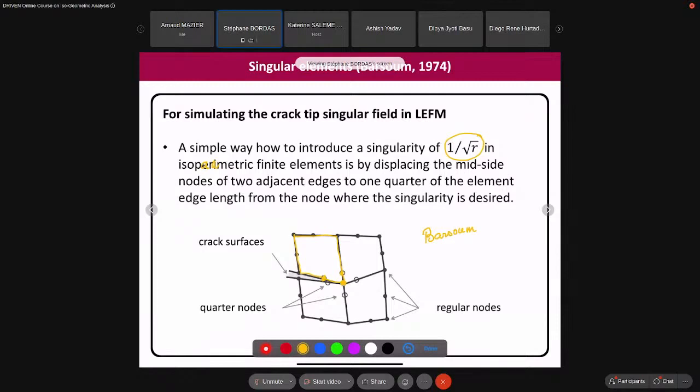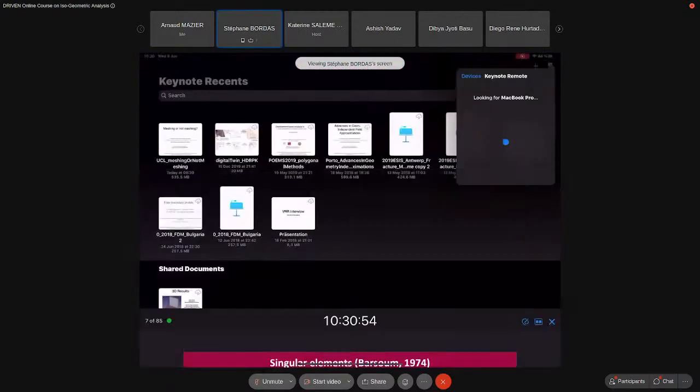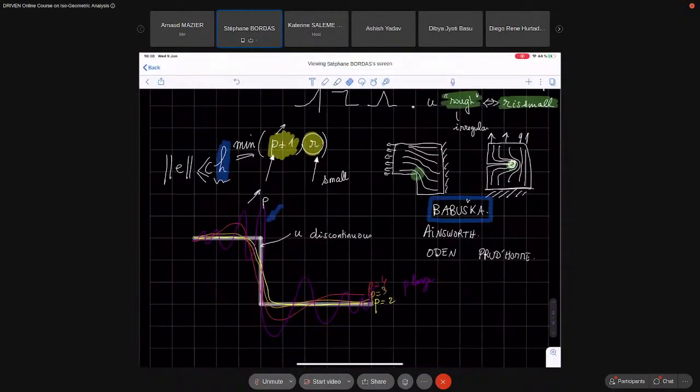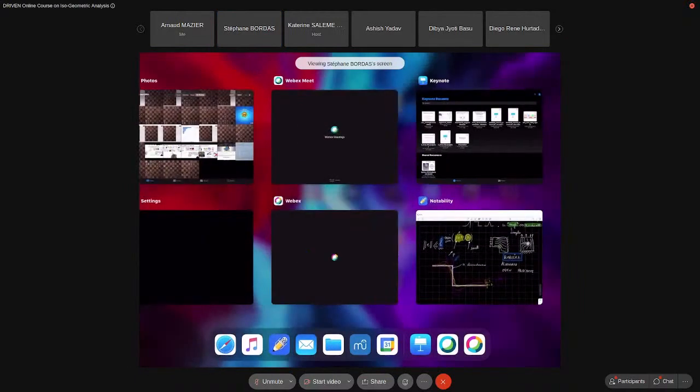So this is a result of linear elastic fracture mechanics. You automatically see that by solving the equations in linear elasticity, you will get a singularity of type 1/√r for the strain and the stress. So what you can do is move that node, and you will automatically get back the singularity.